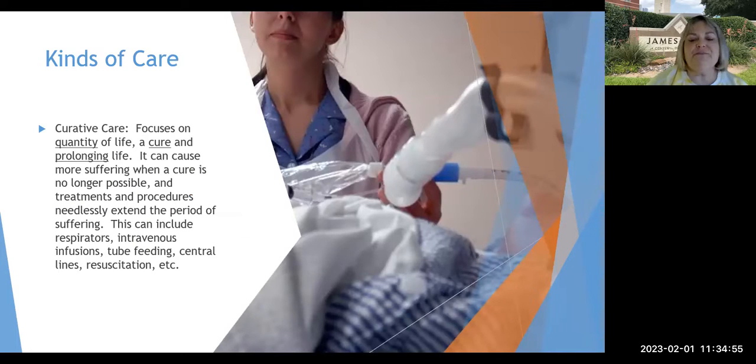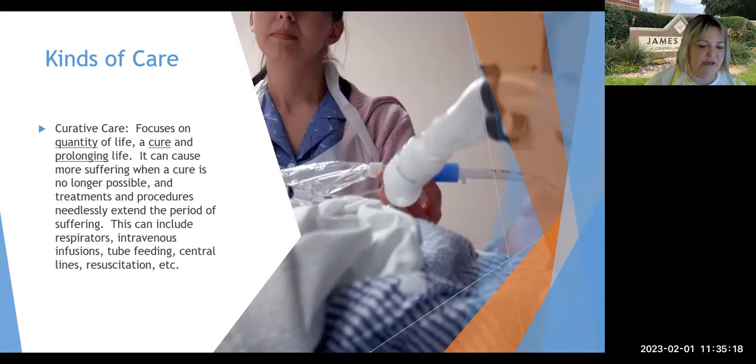There are 3 different types of care that we have the option for. Let's start with curative care. Curative care is care where we're focusing on quantity of life. We're focusing on a cure, and we're focusing on prolonging life. There's a time for this.